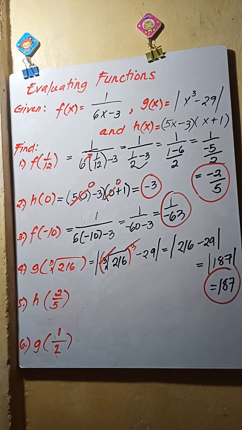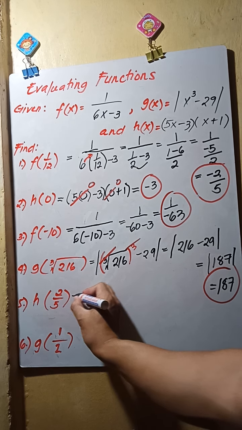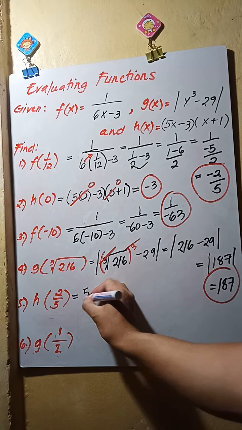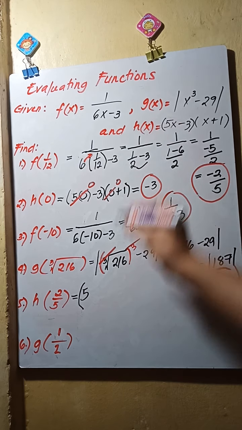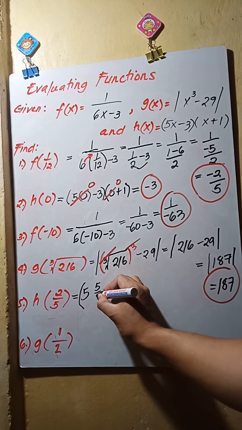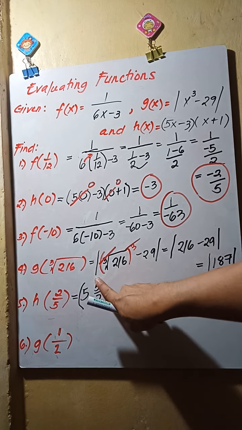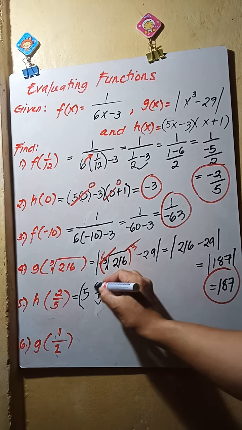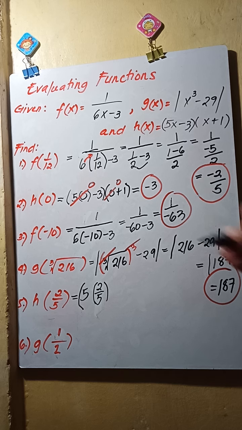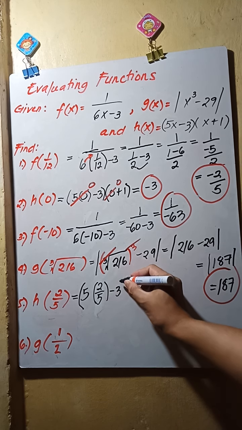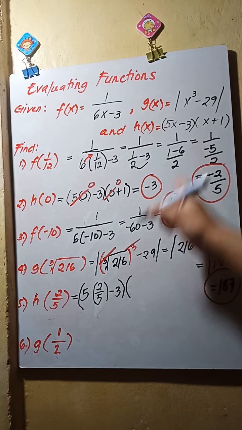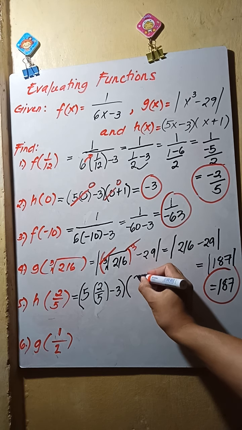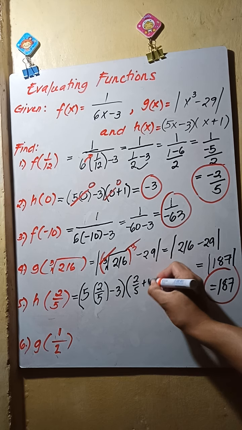So, number 5. h of 2 over 5. Let's look at h again. What is our h? We just replace x in h. So this is equal to 5 times what is x? 2 over 5, sorry. That is our x. And then don't forget the minus 3, times, again, what is x? 2 over 5. And then plus 1.